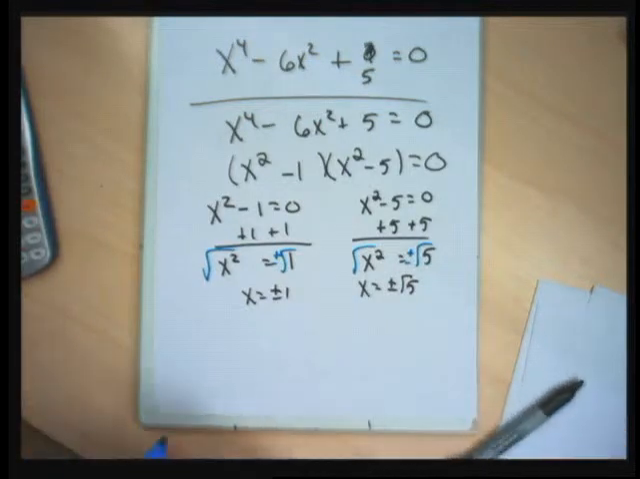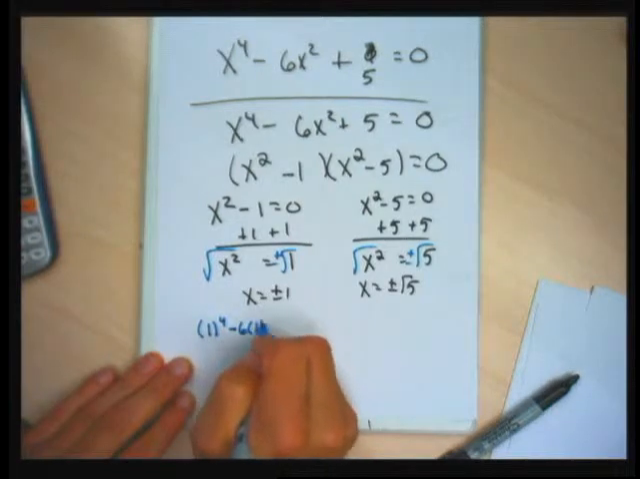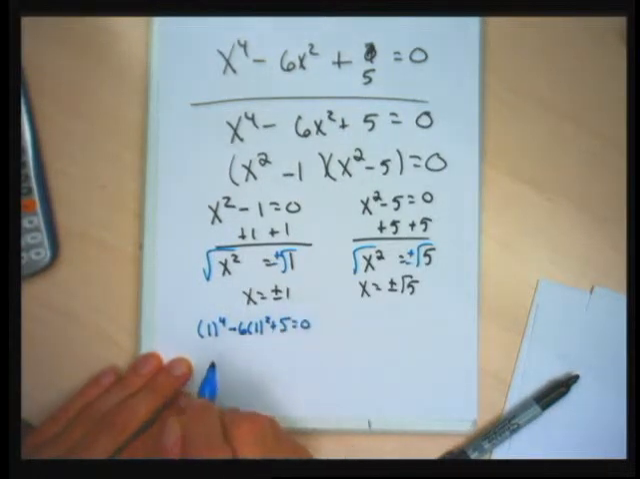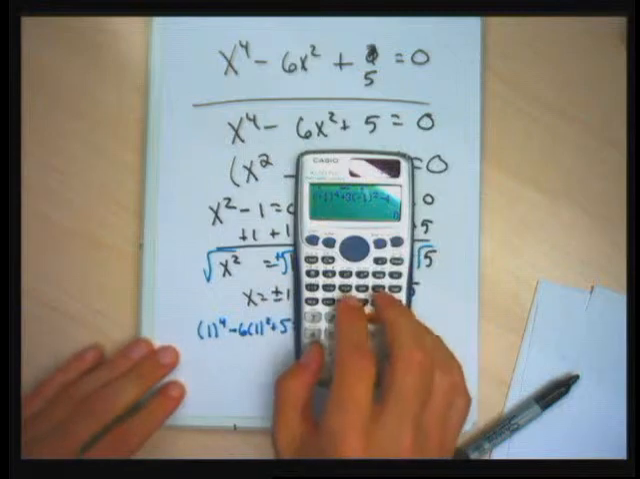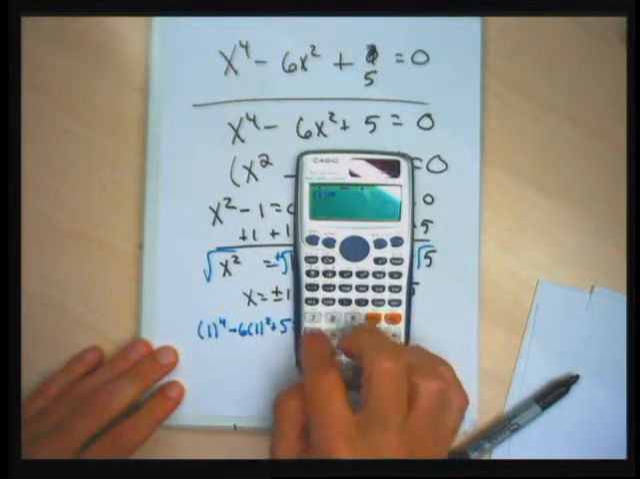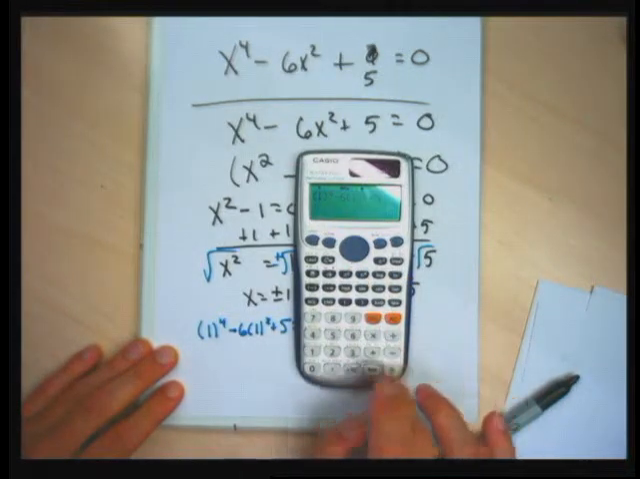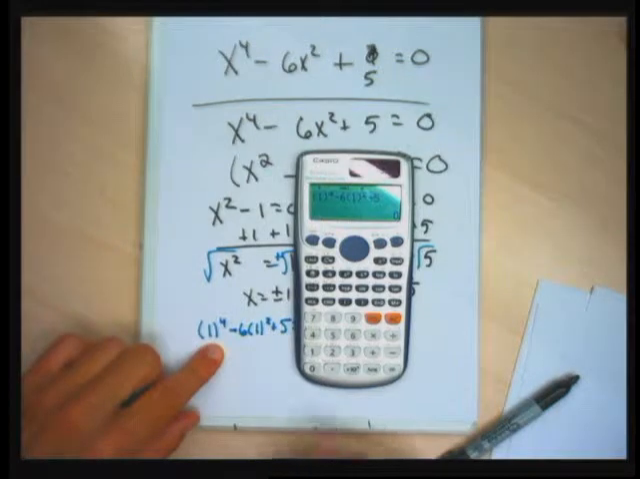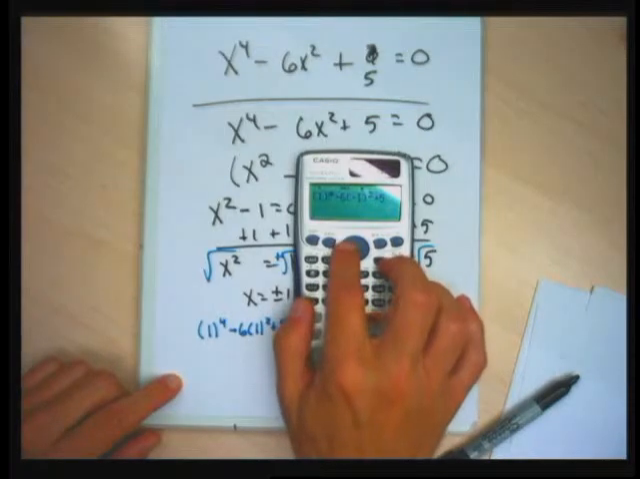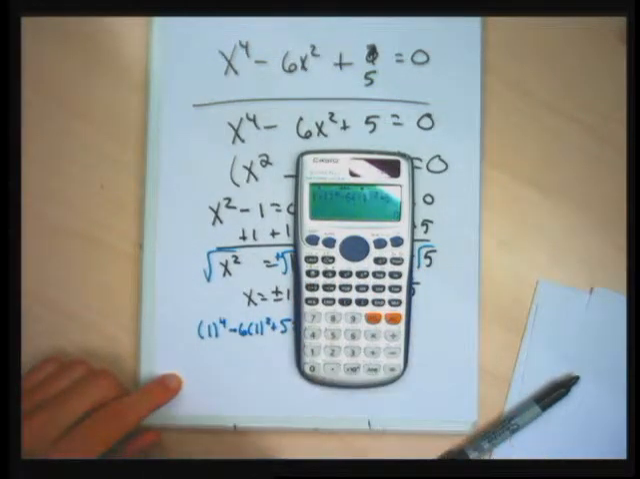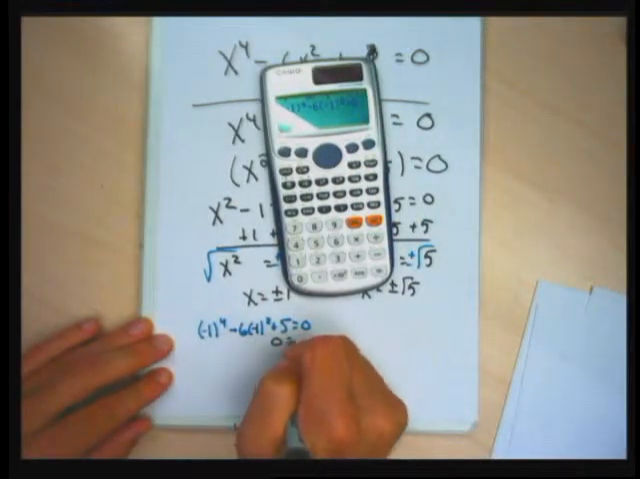I'm going to check each. The ones are going to be easy. For the ones, I'm going to go 1 to the 4th minus 6 times 1 squared plus 5 and see if that equals 0. And then I'll change the 1 to negative 1 and make sure that works as well. So, easy part of the checking. 1 to the 4th minus 6 times 1 squared plus 5. I get 0 for that. So I've checked the 1. Now I'm going to confirm the negative 1 works by getting into the parentheses, putting a negative sign in front of the 1's. And it works. So I've checked both of these. Both the 1 and the negative 1 simplify to 0 equal to 0.